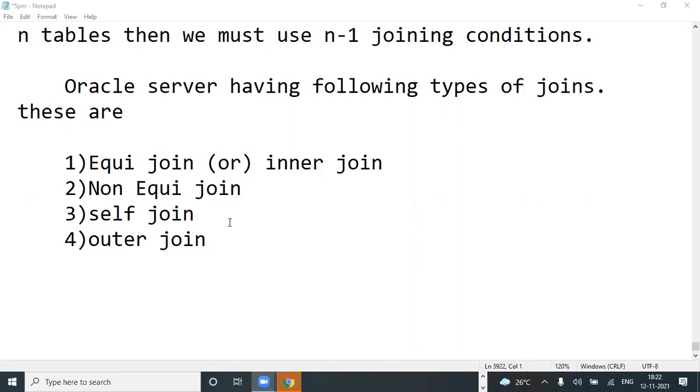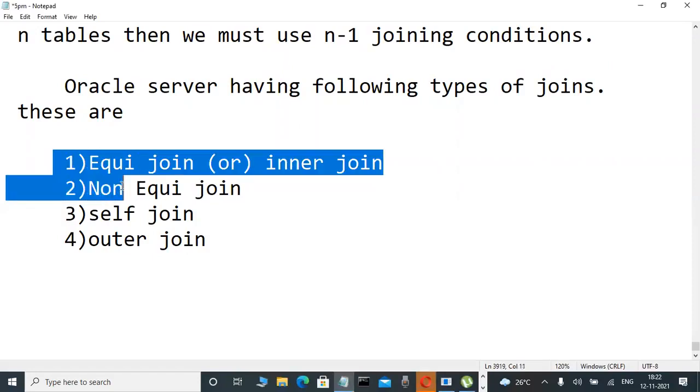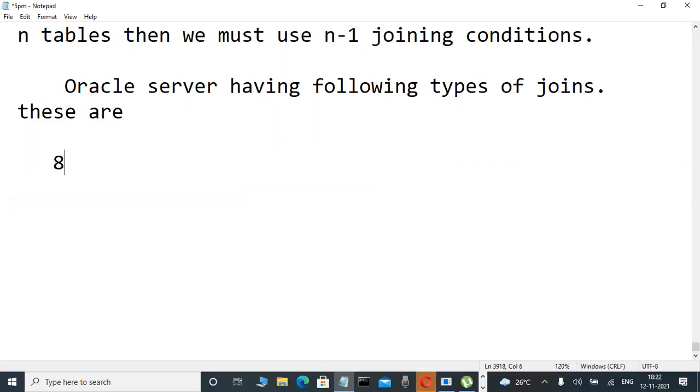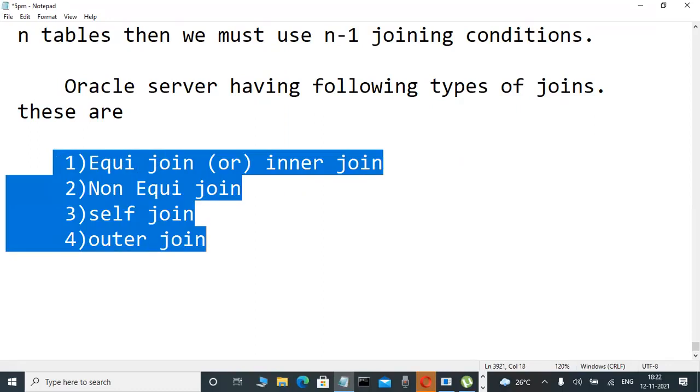Why am I telling about only 4 joins first? Yes, there is a reason. Observe here. Up to Oracle 9i, in Oracle only these 4 joins were available. That's why these 4 joins are also called 8i joins. Oracle 8i version is there, no? These 4 joins are also called 8i joins.